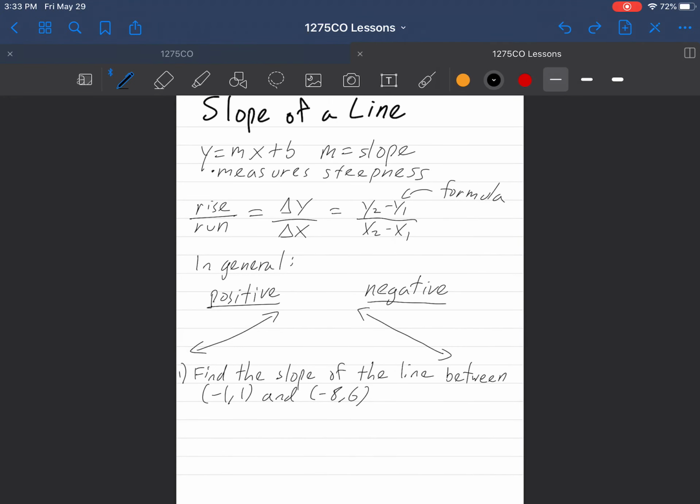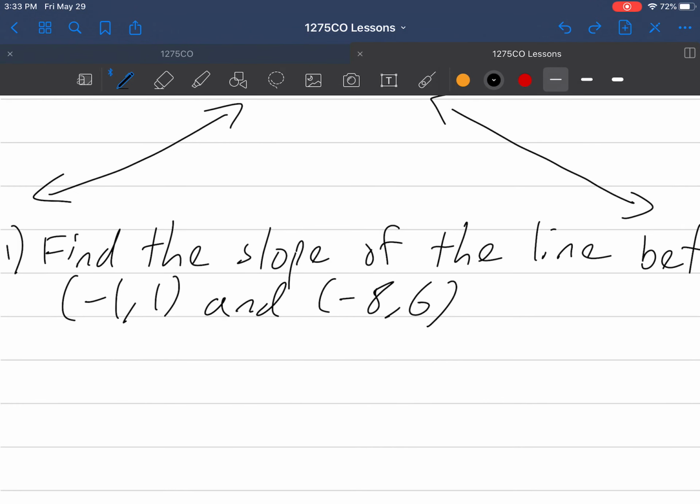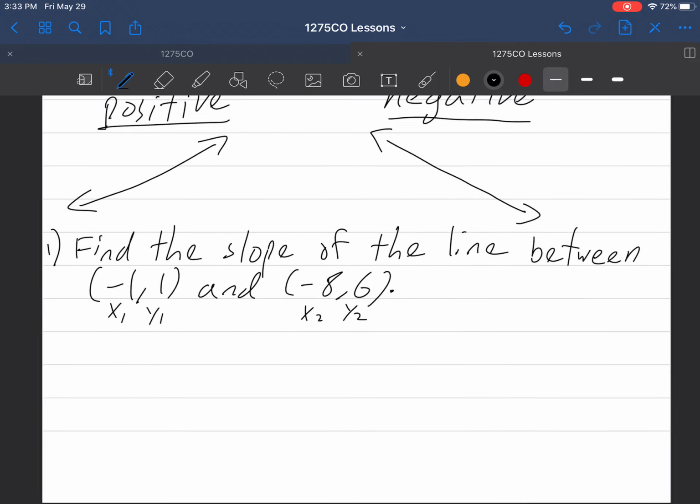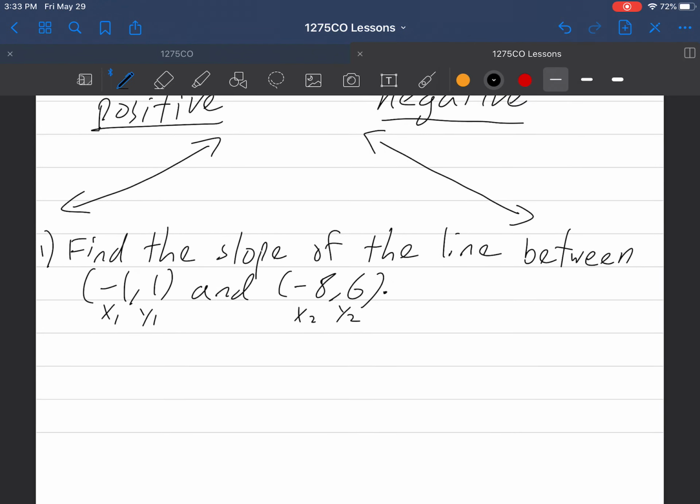But let's use this formula. Find the slope of the line between two points, negative 1, 1, and negative 8, 6. What I like to do here, if I'm given two separate ordered pairs, is to label them as x1, y1 and x2, y2. Which one you label x1, y1, x2, y2 doesn't matter as long as the same ordered pair is labeled 1 and 2. So our formula, once again, y2 minus y1 over x2 minus x1.